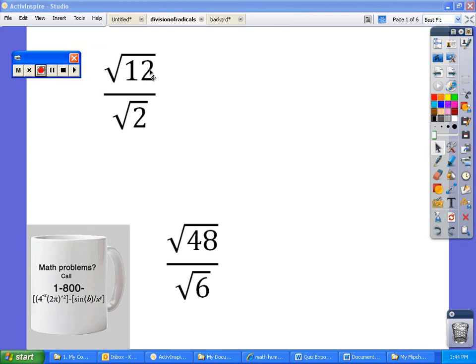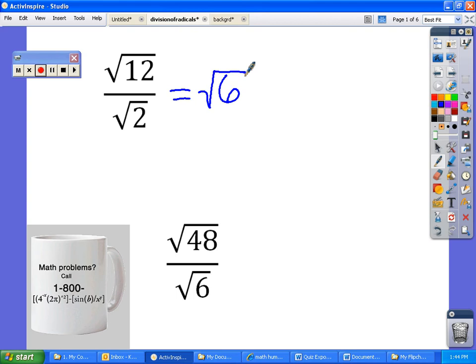So I have the square root of 12 divided by the square root of 2. Because they're both radicals, I can ignore this for right now and just do 12 divided by 2, which is 6. So my answer is the square root of 6. I'm going to keep the radical. Okay? The next one is the square root of 48 divided by the square root of 6.